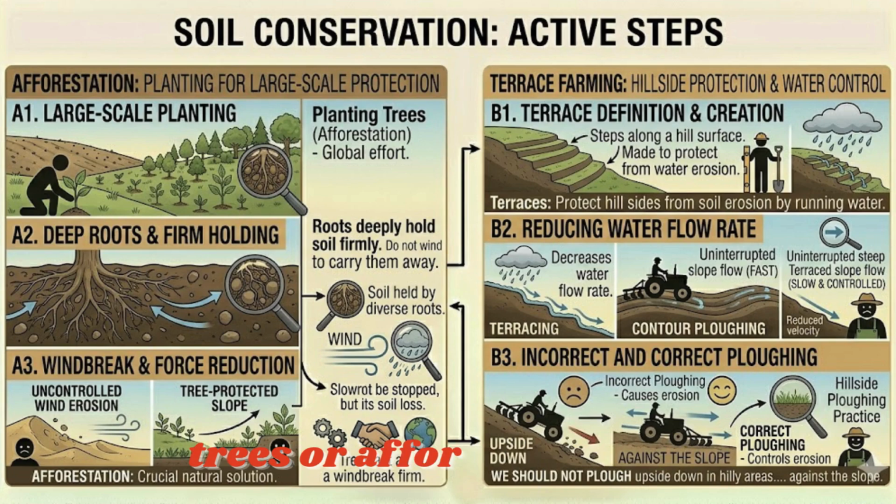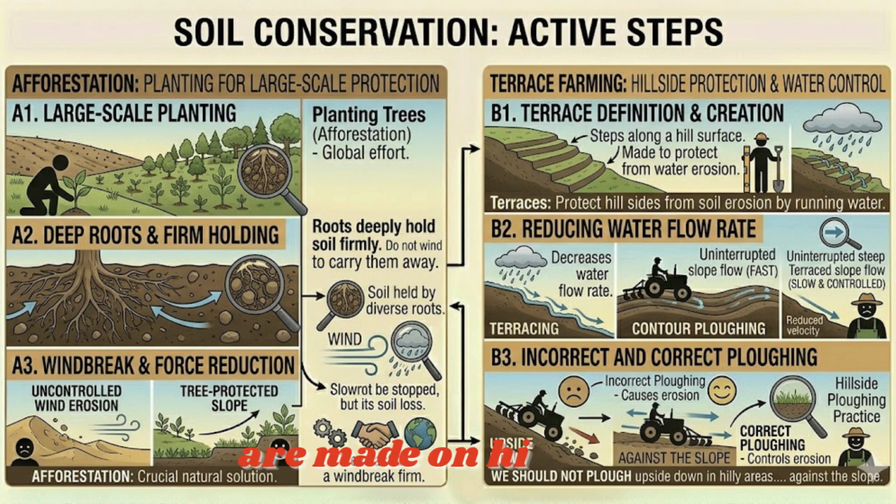Afforestation. Planting trees or afforestation can prevent soil erosion on a large scale. The roots of plants hold the soil particles firmly and do not allow the water or wind to carry them away. Trees also help in reducing the force of wind and protect the soil from being blown away. Terrace farming. The steps made along the surface of a hill are called terraces.